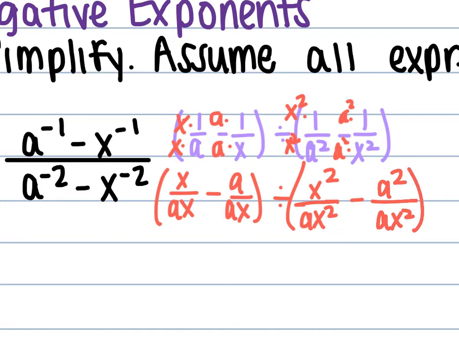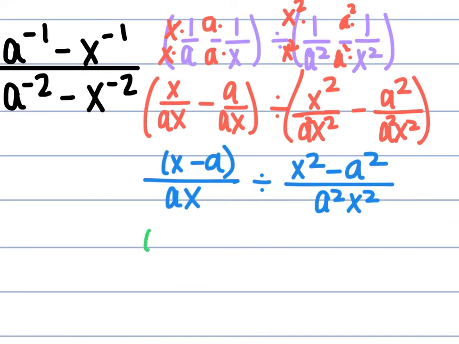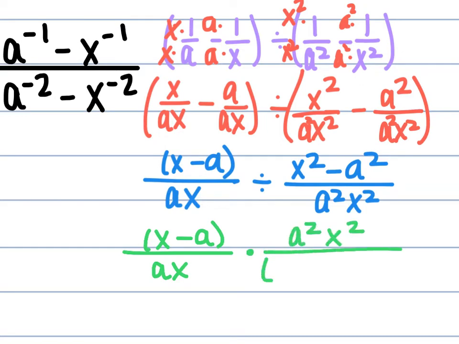So when we go to add or subtract these, we're going to be left with x minus a over ax divided by x squared minus a squared over a squared x squared. Now, when we go to keep, change, flip, we're also going to factor if we can. So this is going to be x minus a over ax times a squared x squared over x minus a times x plus a.